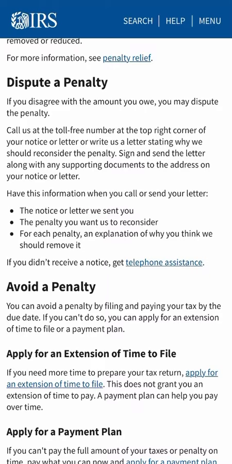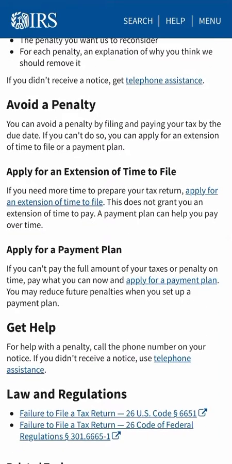Disputing a penalty is also something that you could potentially do. If you disagree with the amount that you owe, you could dispute the penalty. You'll have to call the IRS. Normally, this information will be on the notice that you receive, letting you know that you've been assessed with the penalty. And you could actually send in a letter and state why you are requesting or want to have reconsideration of the penalty so that it can be removed or reduced. And also you want to submit your supporting documentation to that. For each penalty type, you have to explain why you think the IRS needs to remove it.